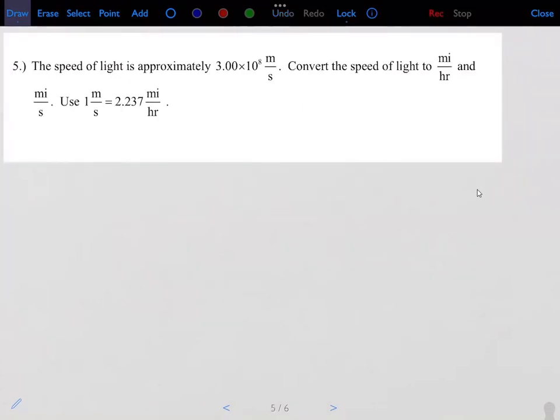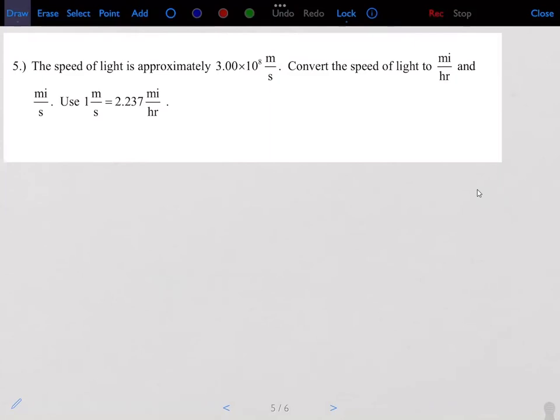Okay, next question. The speed of light is approximately 3.00 times 10 to the 8th meters per second, right? Really, really fast. That's like 300 million meters per second. Convert the speed of light to miles per hour. And it even gives us the unit conversion factor. It says 1 meter per second is equivalent to 2.237 miles per hour. That makes it easy, okay?